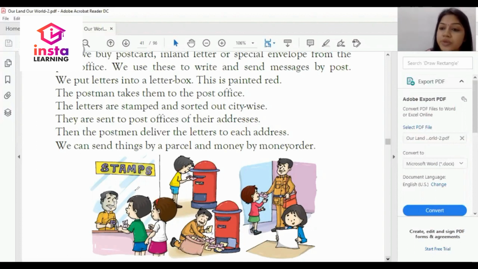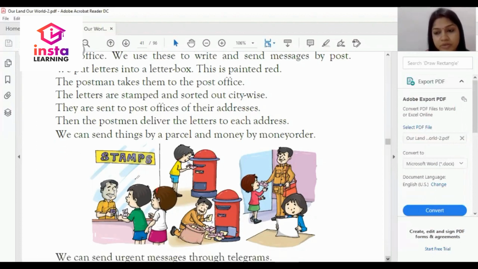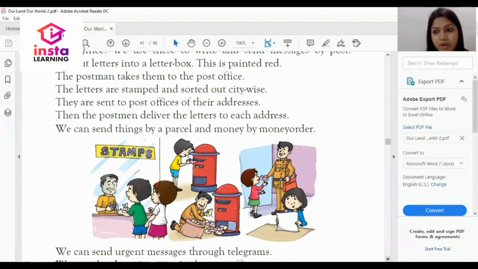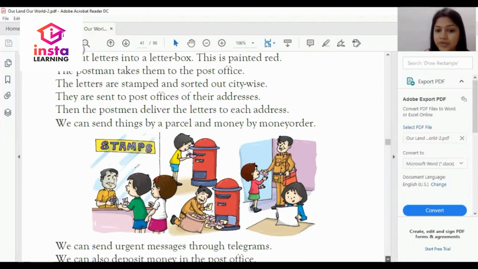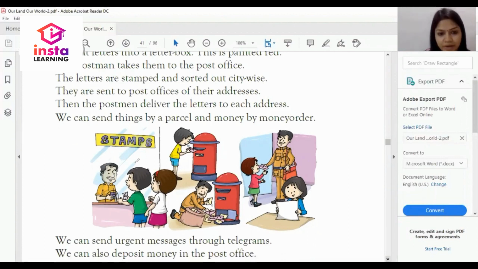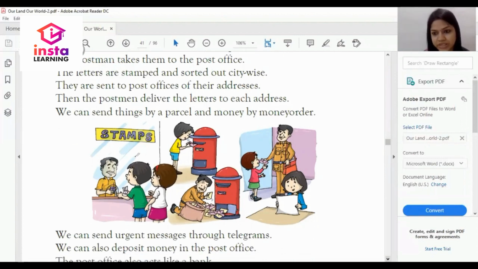They are sent to the post offices of their address. तो जिस एड्रेस को आपने लिखा होता है उस पोस्ट ऑफिस के एड्रेस पे उसे भेज दिया जाता है. Then the postman delivers the letters to each address.